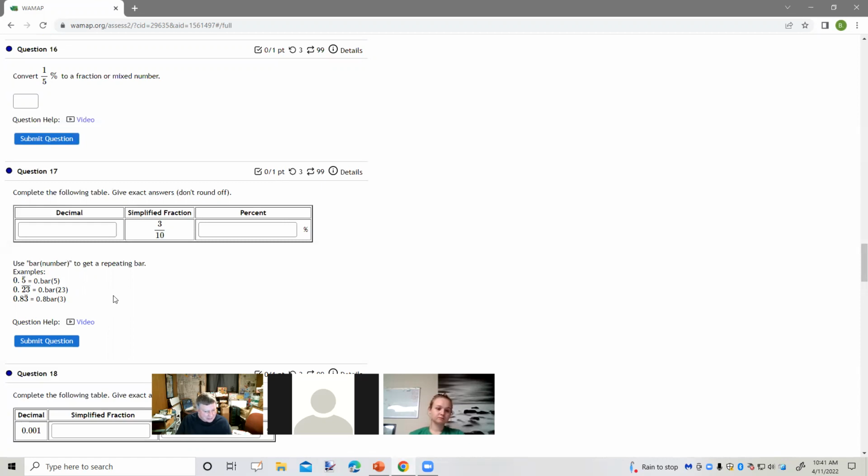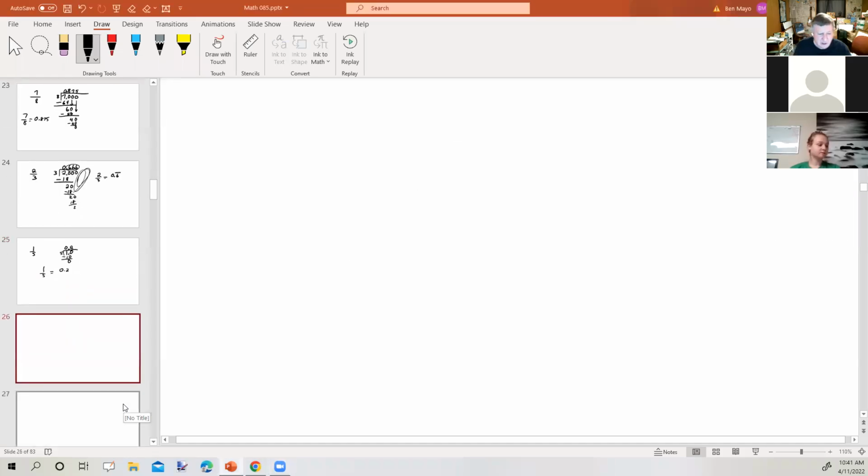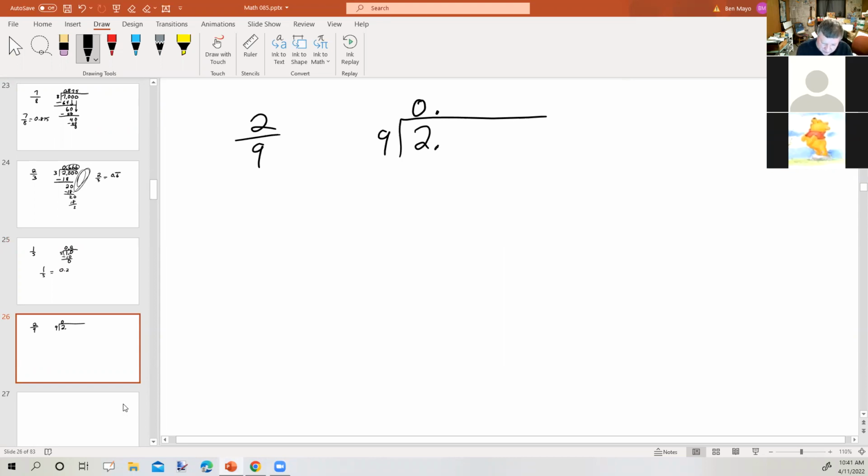Any questions about that? All right, well, let's go back to the whiteboard then and continue with some problems converting fractions into decimals. Let's say we've got 2/9. Okay, so 2 divided by 9. 9 doesn't go into 2, at least not a whole time. So we're going to add a decimal point and bring it straight up. And then we'll have a 0 here.